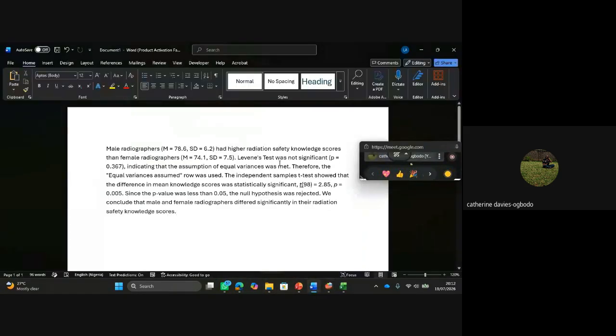Levene's test was not significant, indicating the assumption of equal variance was met. Therefore, the equal variance assumed row was used. The independent samples t-test shows that the difference in mean knowledge score was statistically significant, and the p-value was less than 0.05, so the null hypothesis was rejected. We conclude that male and female radiographers differed significantly in their radiation safety scores.